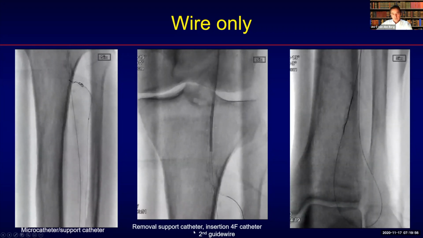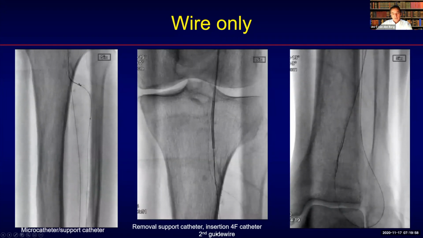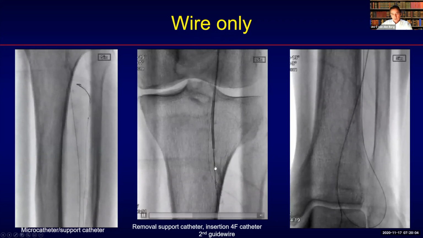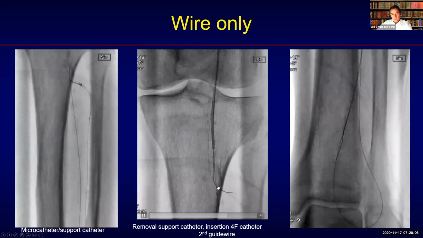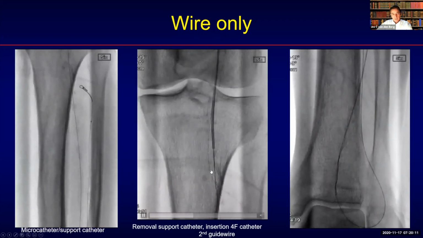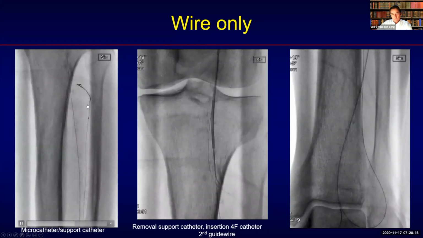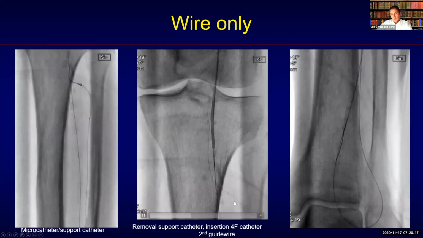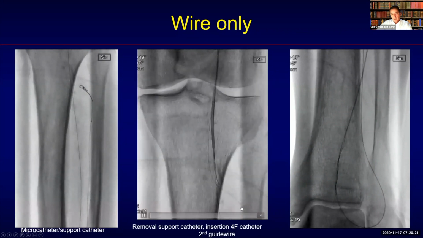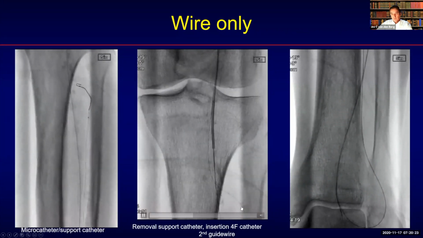If you remove your support catheter at this point, insert a 4 French catheter on the first guide wire, and then, as I already demonstrated, with the second guide wire, perform the antegrade crossing. And it's always amazing to see how the crossing of the wire in a retrograde fashion allows you to perform the antegrade recanalization afterwards without a problem.